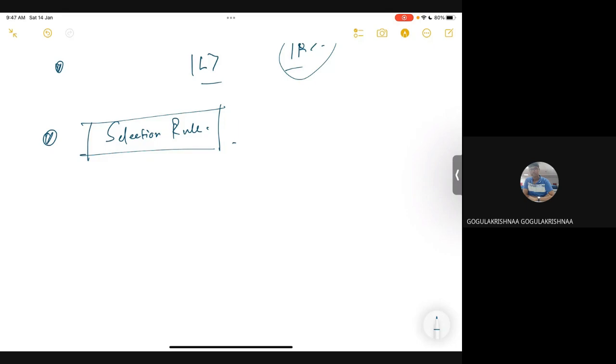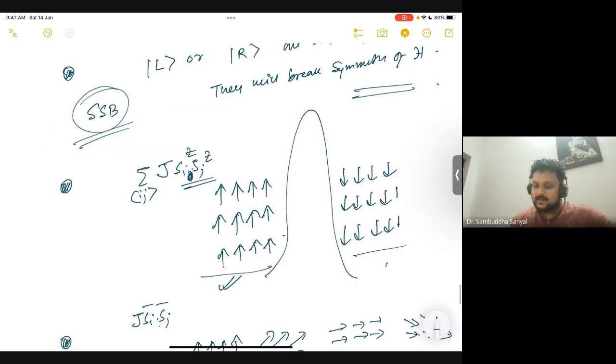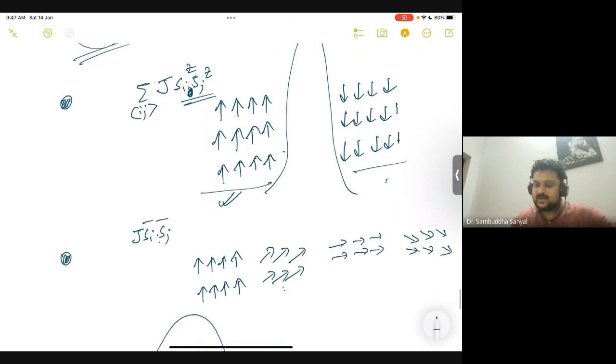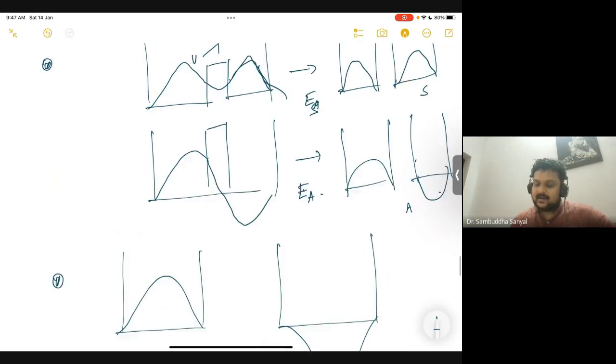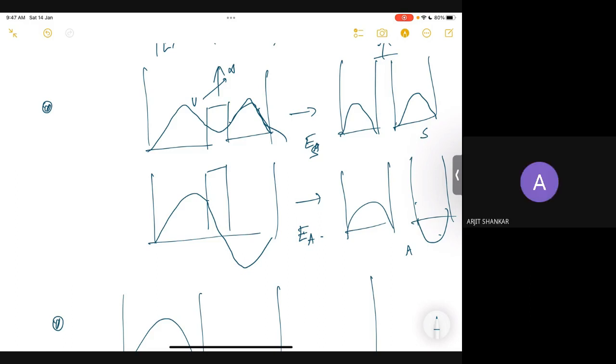That is the meaning of symmetry breaking. Even if these two forms, L and R, are equivalent, if you start with one, which is symmetry broken, you cannot go to the other one. So if your system's initial state is a symmetry broken state, it will remain in that symmetry broken state. That is the meaning of symmetry breaking.